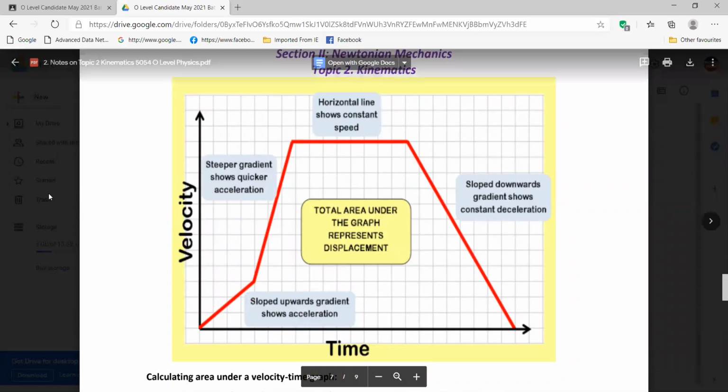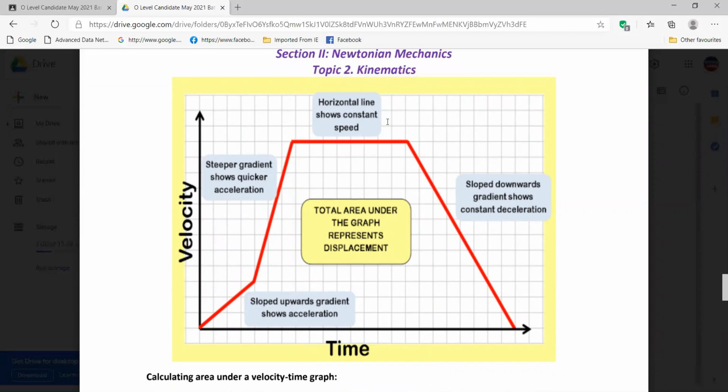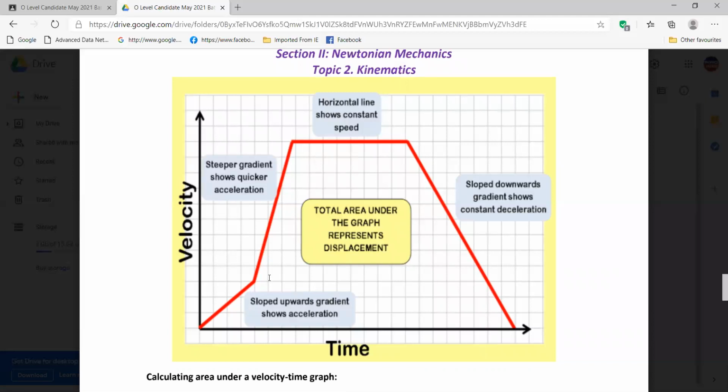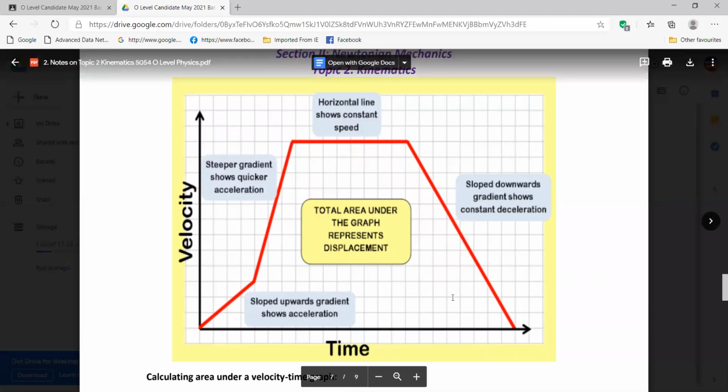Can you read all this labeled? Sloped upwards gradient shows acceleration. Steeper gradient shows quicker acceleration. Horizontal line shows constant speed. Slope downwards gradient shows constant deceleration. The middle one: total area under the graph represents displacement. So if they ask you how much distance or displacement traveled, then you have to calculate the area under the graph, right?